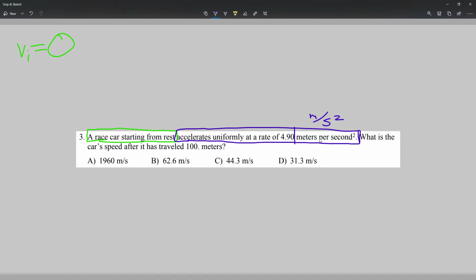Because you see that unit there, you'll realize that this is acceleration. Again, according to your cheat sheet, meters per second squared measures acceleration. And the context in the problem also tells you it accelerates. And so there are two ways that you can figure out this is your acceleration. One, by looking at what the unit is. Two, by reading the context of the problem.